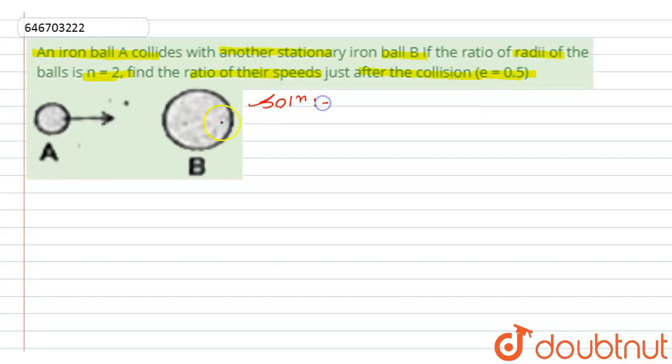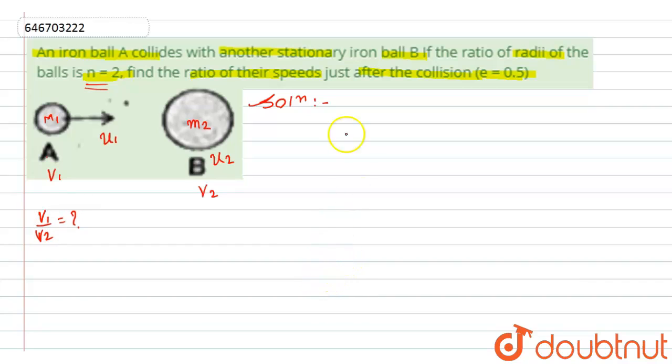As you can see, we have the two iron balls A and B. Let's suppose the mass of the first one is m1 and the mass of the second one is m2. Ball A moves with some velocity, let's say u1, and for B let's say it is u2. Ball A collides with B. The ratio of the radii is given as n equals 2. After collision, let their velocities be v1 and v2. We have to find the ratio v1 by v2. It is a very simple question.